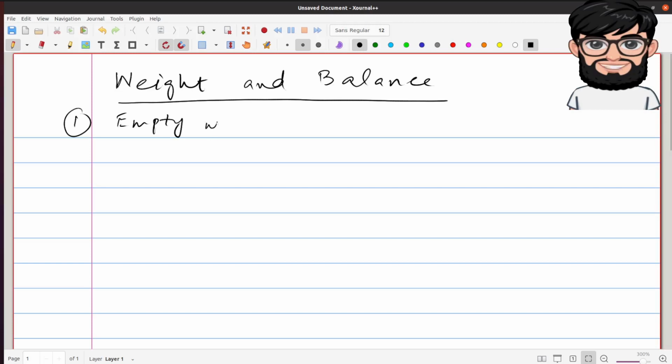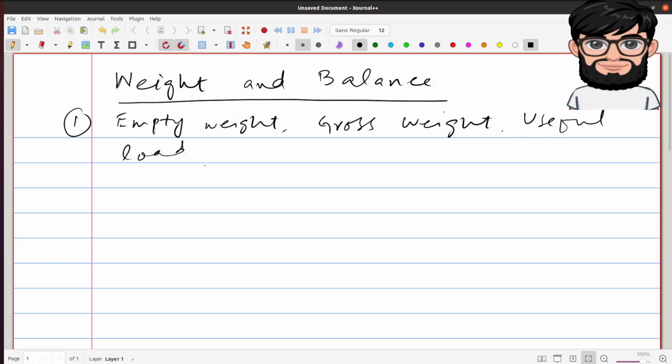Empty weight, gross weight, useful load, arm, moment, center of gravity, and datum.